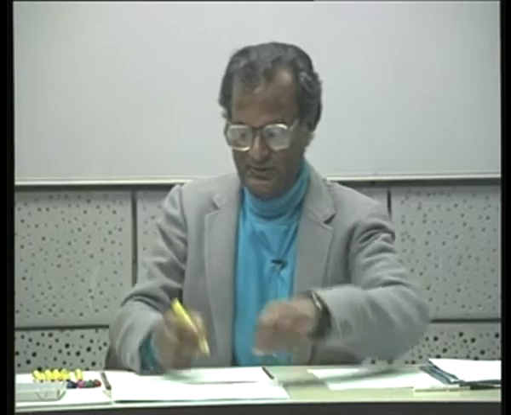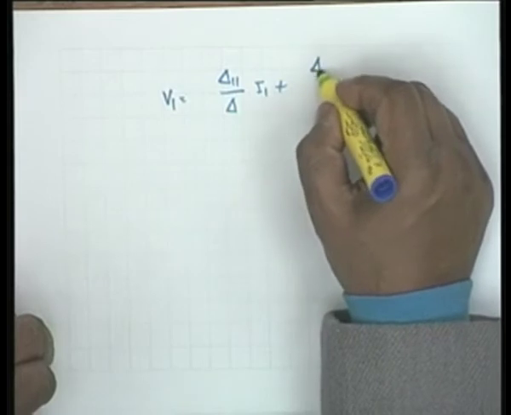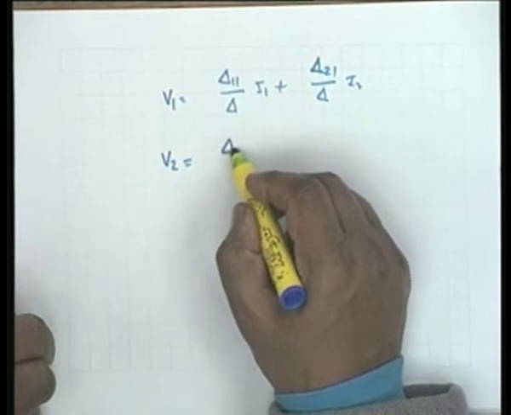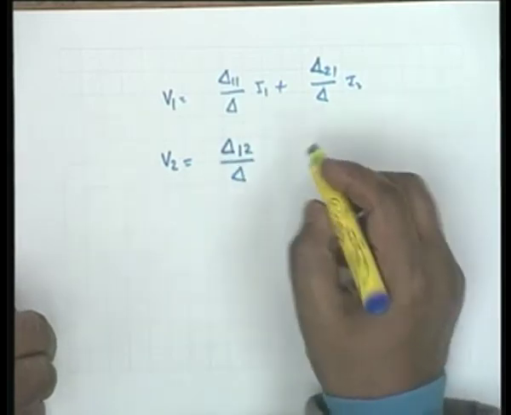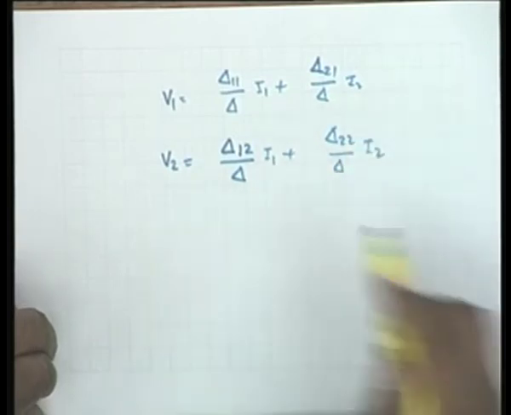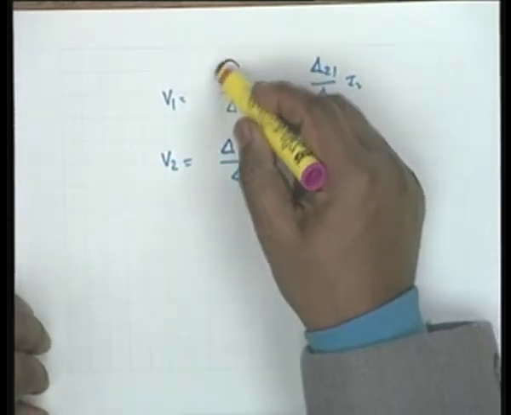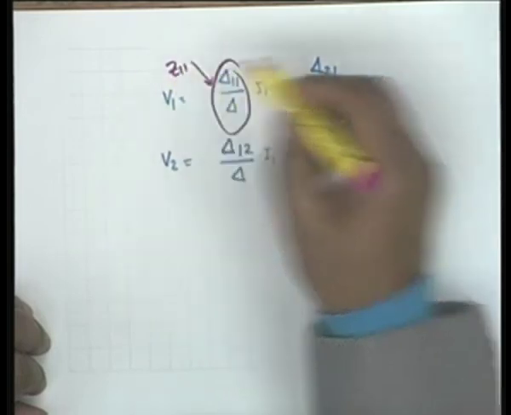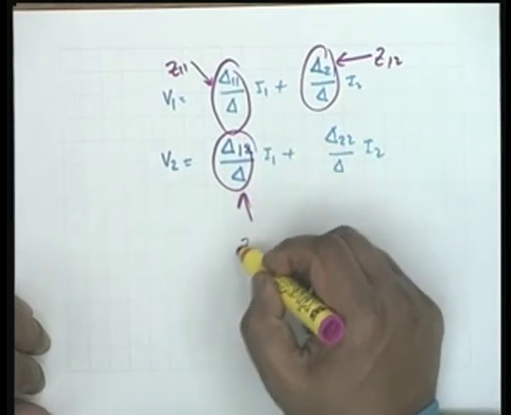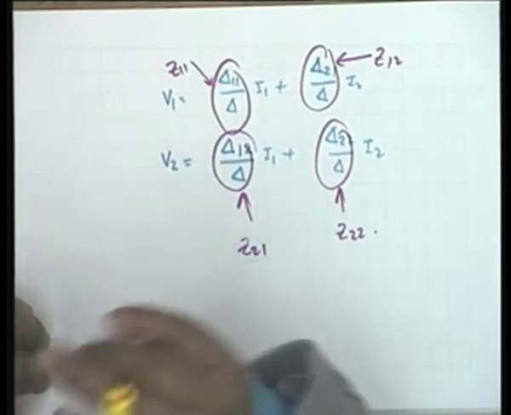Okay? And so what I get is V1 equal to del 1 1 by del I1 plus del 2 1 by del I2. Similarly, V2 can be written as del 1 2 in general by del I1 plus del 2 2 by del I2. And you can see that this is Z11, this is Z12, this is Z21 and this is Z22. This is the general procedure.